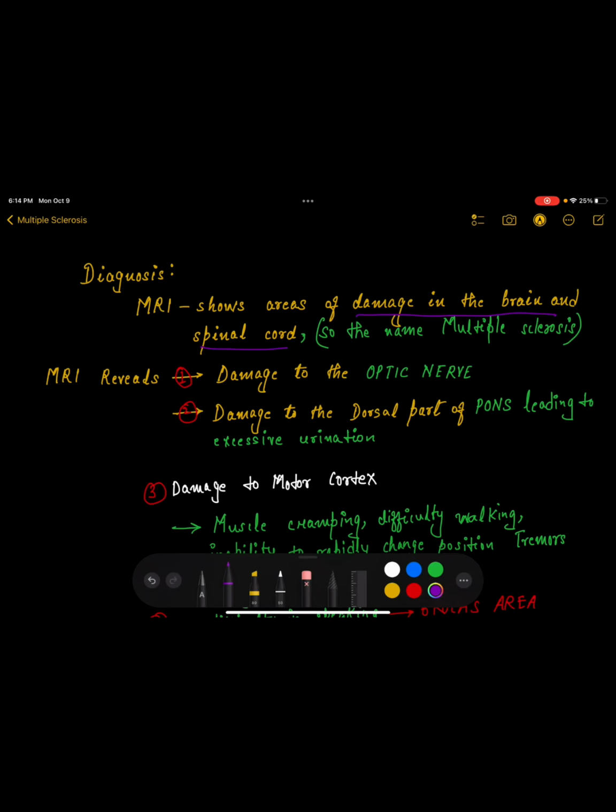In her MRI, her optic nerve was damaged, so she was having optic neuritis, that is blurred vision with pain, and the dorsal part of her pons was also damaged. This area of our brain, the dorsal part of the pons, controls our urinary system. So she was having excessive urination due to this. She told me that she had to go to the closet every 5 minutes, meaning every 5 minutes she developed an urge to urinate.